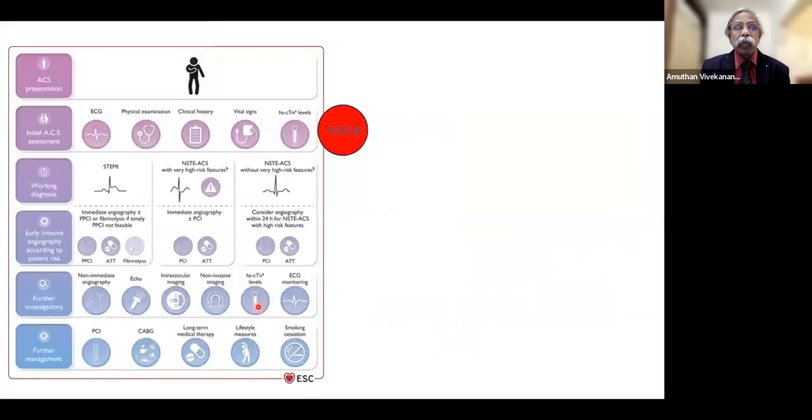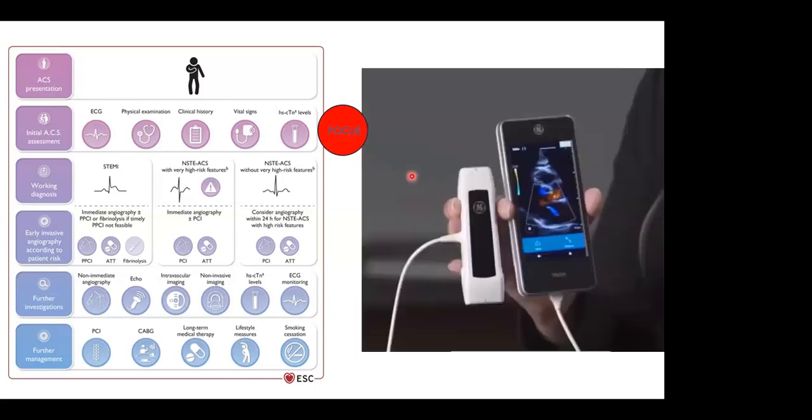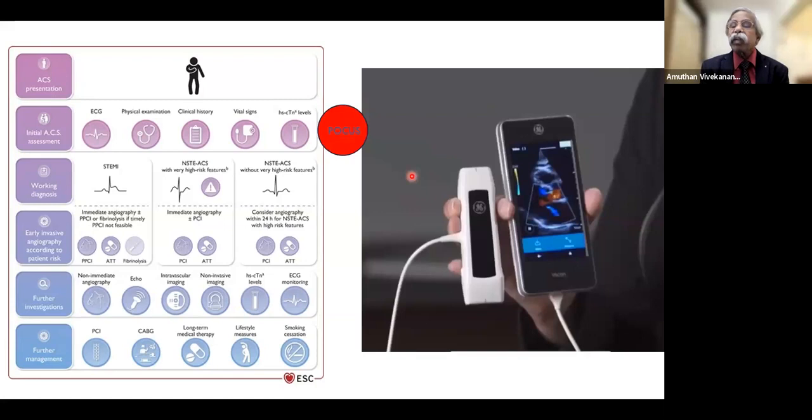And this is the latest European Society of Cardiology 2023 recommendations for acute coronary syndromes. What they recommend is ECG, physical examination, clinical history, vital signs, and high sensitivity troponin I. And focus. What I want to advocate here is the focus. Focus is pocket-carried ultrasound. You can see here, and this is a classic wired scan, which our residents carry.